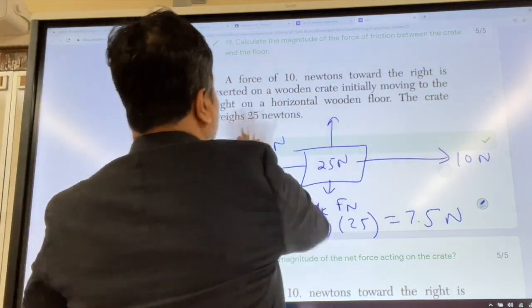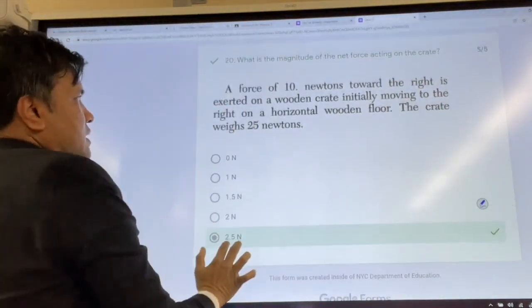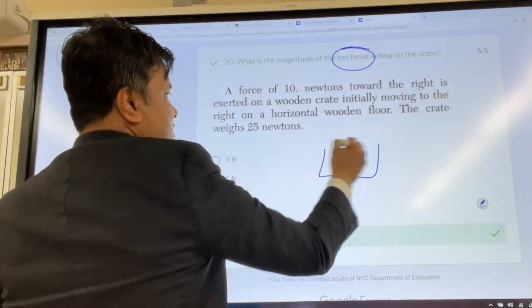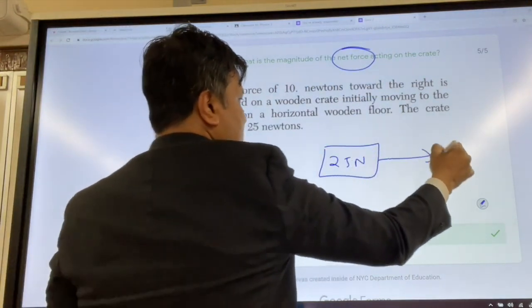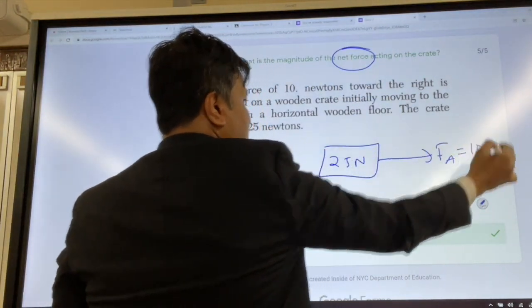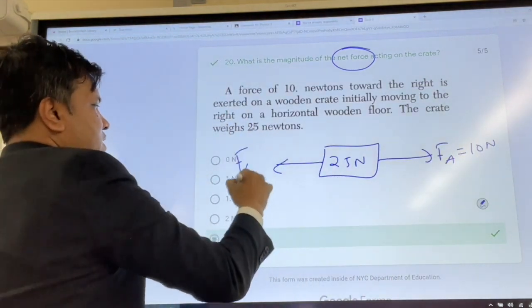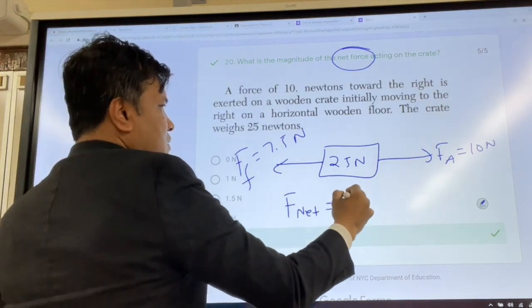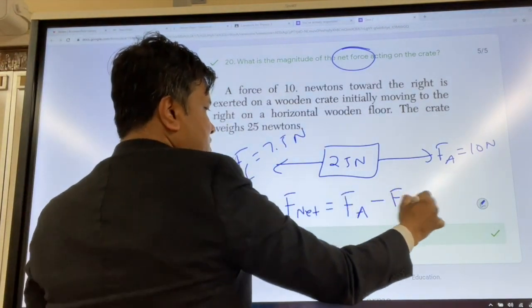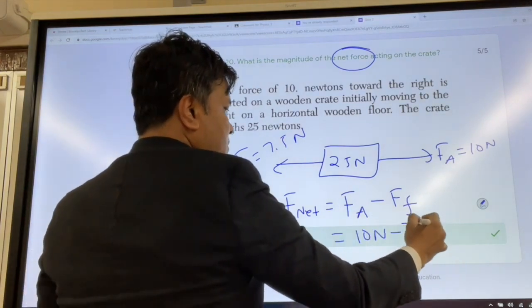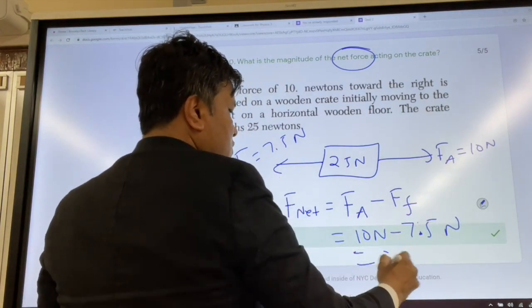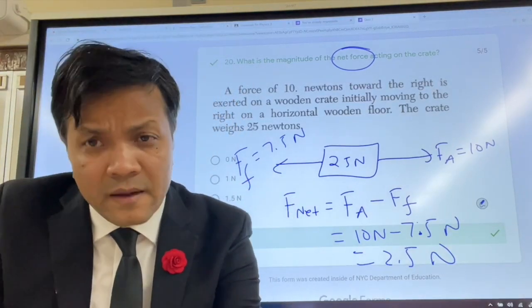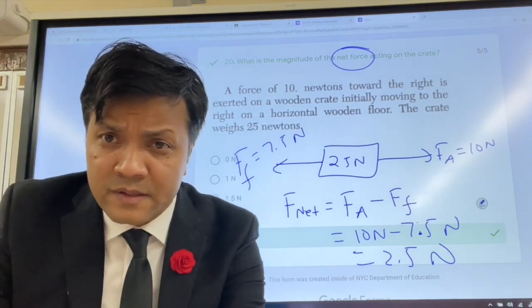All right, last problem, problem number 20. We need to find the net force. You see that this is 25 Newton. You apply some force to move it, and you calculated the force of friction as 7.5 Newton. So the net force is equal to applied force minus force of friction, which is 10 Newton minus 7.5 Newton, which is 2.5 Newton. Make sure you understand every single problem I went over in this tutorial.